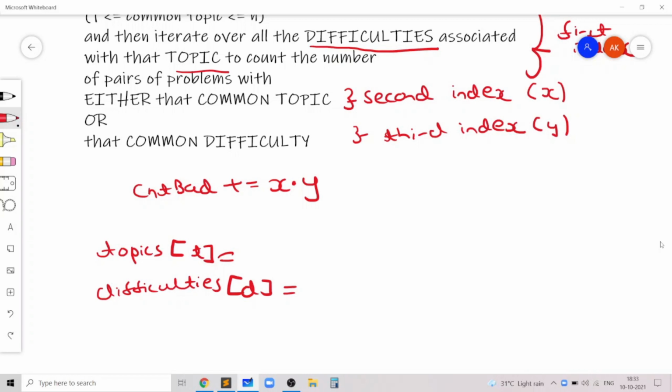And if we do topics of T dot size, that will give us the total number of elements which have that topic. And if we do difficulties of D dot size, we'll get the total number of indices with that difficulty, because we are basically storing all those indices which have a topic T in this map. So the map goes from an integer to a vector of int, or you can also just store an int and increase the count, but that doesn't matter.